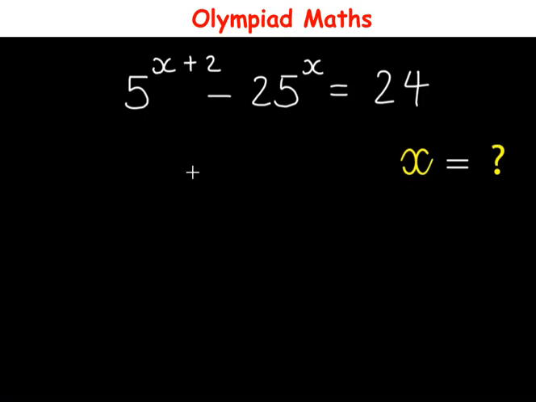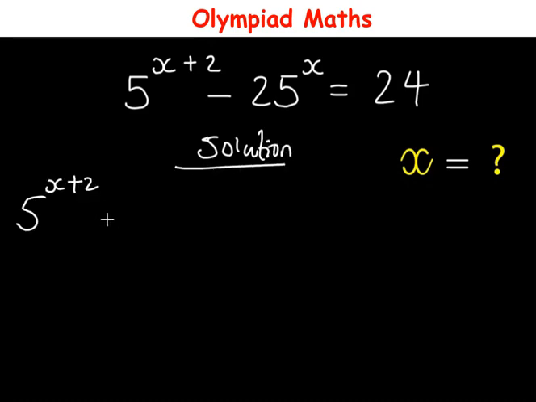Hello everyone, in this video let us solve this question. So we have 5 raised to power x plus 2 minus 25 raised to power x is equal to 24, and here we are to solve for the value of x. Now to solve this, solution: we have 5 raised to power x plus 2 minus 25 raised to power x is equal to 24.